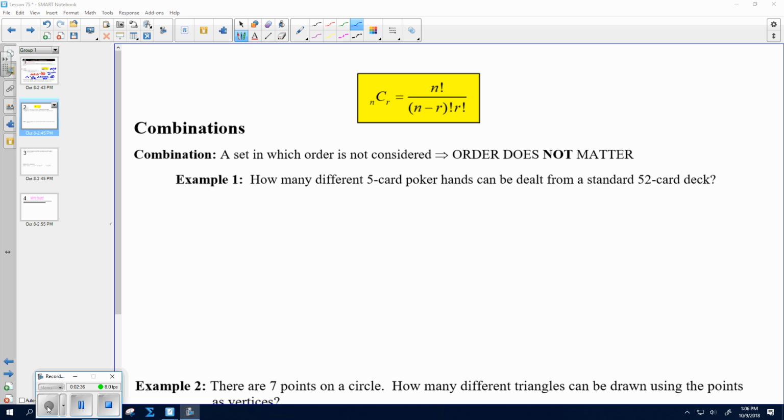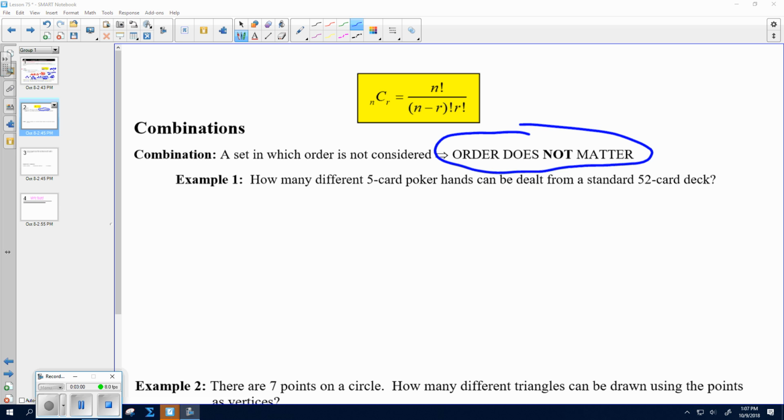All right, a combination. So for a combination, order does not matter. So instead of saying I'm giving out first place, second place, and third place, I would just be giving a medal out to the first 3 people. So it doesn't really matter if you finished first, second, or third. All those 3 got a medal, all right? So it's when order does not matter.